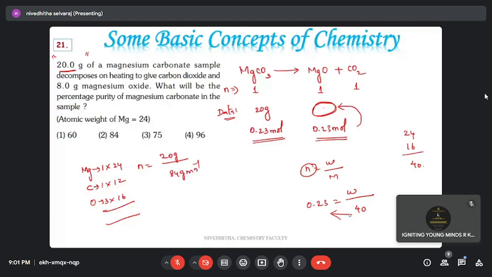Okay. So if you take 100% pure magnesium carbonate, then 20 gram of magnesium carbonate will give 9.2 gram of magnesium oxide. But according to this question, they have taken 20 gram of magnesium carbonate, but we got only 8 gram of magnesium oxide, which means magnesium carbonate is not 100% pure. Right? So actually, we need to get 9.2. But how much did we get? Just 8. So what is the percentage? 8 by 9.2 into 100.